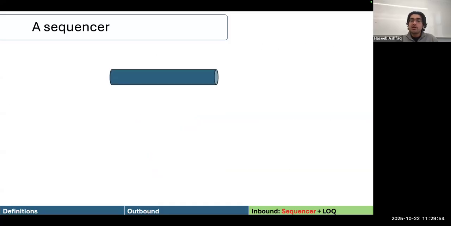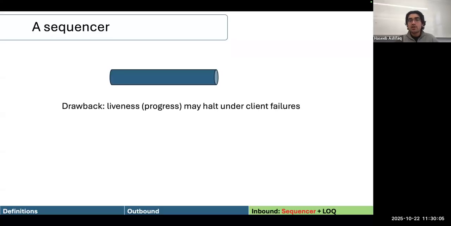So by doing this iteratively, we end up achieving that guarantee that the exchange will see the messages in the non-decreasing order of generation timestamps. There is a drawback here that liveness may halt under client failures. If some client does not generate a trade order, that may hold up the entire sequencer from releasing any message.